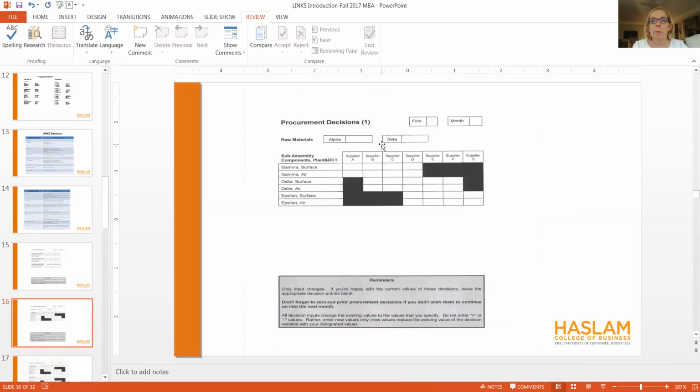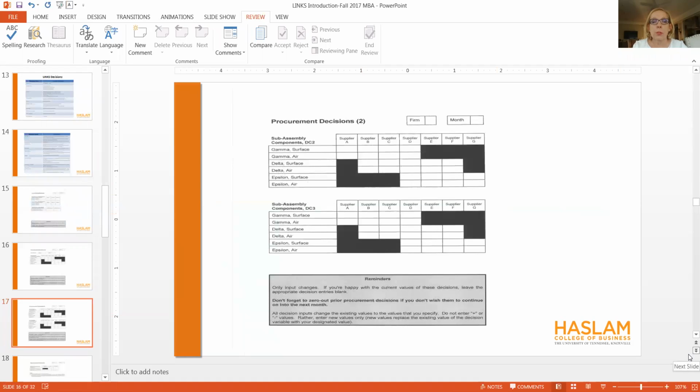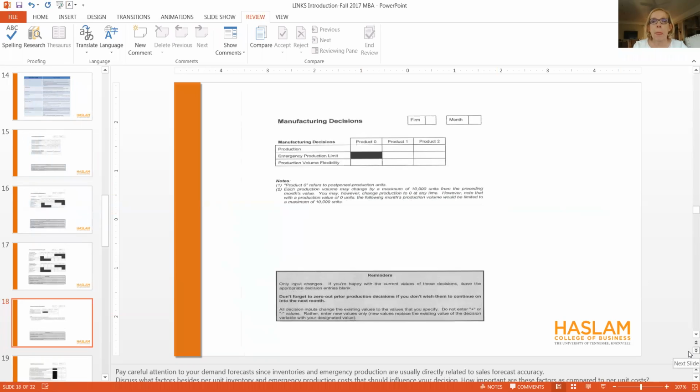If you look at procurement, you'll see alpha, you'll see the beta that we talked about, and this shows the different suppliers that we can use. And if you look in the manual, you'll see the various costs as well as the service attributes in terms of the quality of those particular vendors and suppliers. You'll also see in terms of those sub-assemblies that we talked about, this is the input screen for those that you'll also need in terms of the procurement.